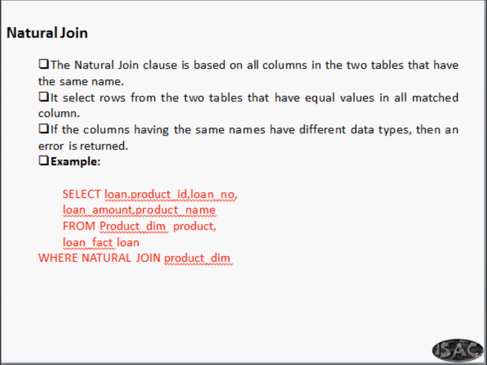Next is the natural join. The natural join clause is based on all columns in the two tables that have the same name. It selects rows from the two tables that have equal values in all matched columns. If the columns having the same names have different data types, then an error is returned. So we can also write the natural join clause here with this table, right?